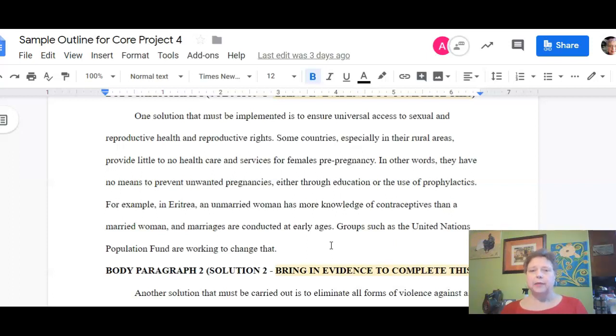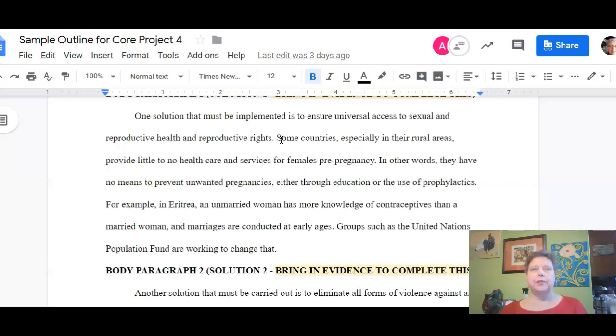But anyway, that's how I used Eritrea, and then I started researching, and what I did to find that, I used some keywords from my topic sentence. And so I looked up universal access to sexual and reproductive health and reproductive rights. I put that in my search engine, and then I saw some information that came up about the United Nations Population Fund, and I was really interested in what they had to say, and they had a lot of good information on that site.